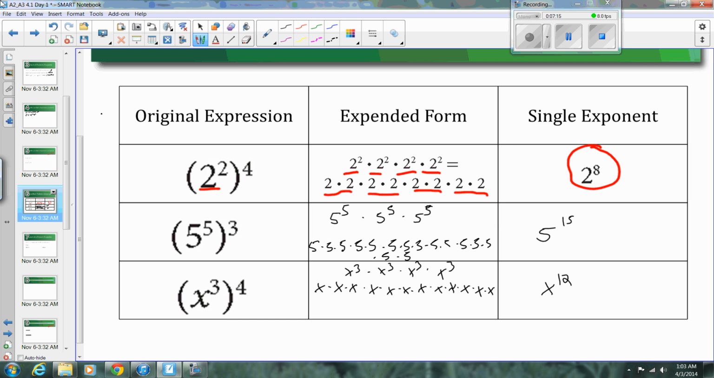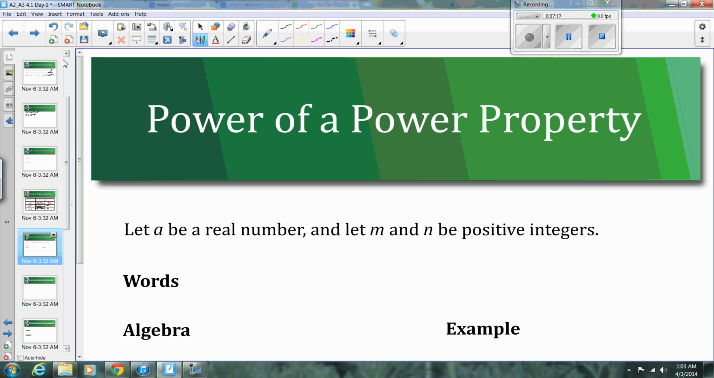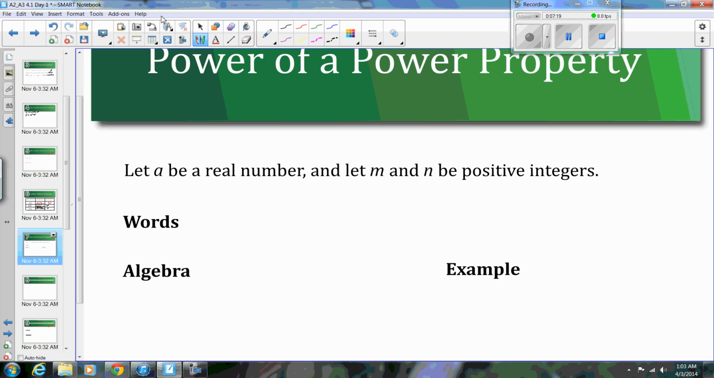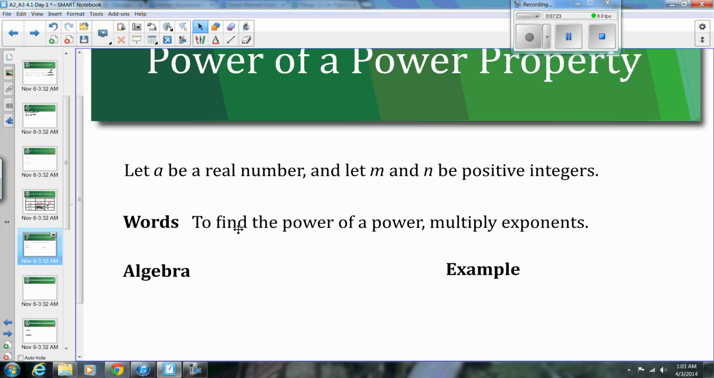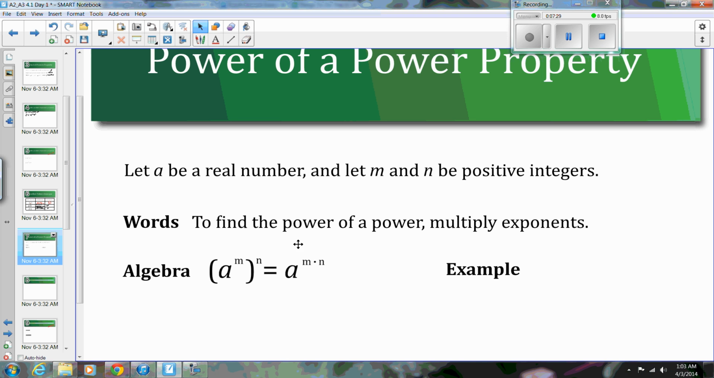Okay, so let's define this rule. This is called the power of a power property. So in words, we can say this: to find the power of a power, you multiply exponents. The algebra is a to the m, raised to the n power, or quantity to the n power, is a to the m times n. So I'm multiplying exponents.